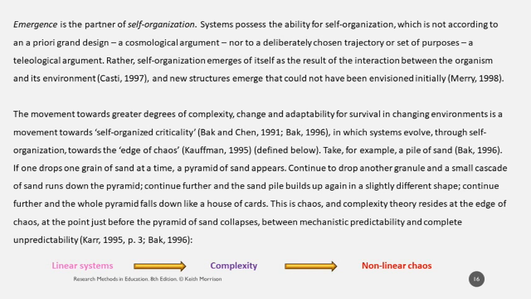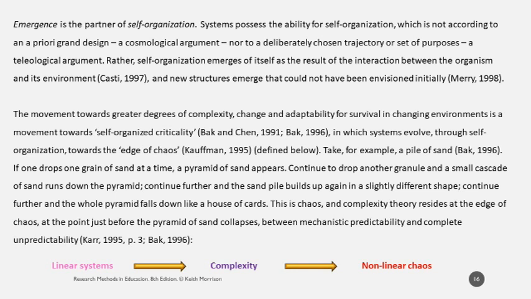Emergence is the partner of self-organization. Systems possess the ability for self-organization, which is not according to an a priori grand design, a cosmological argument, nor to a deliberately chosen trajectory or set of purposes, a teleological argument. Rather, self-organization emerges of itself as the result of the interaction between the organism and its environment, and new structures emerge that could not have been envisioned initially. The movement towards greater degrees of complexity, change and adaptability for survival in changing environments is a movement towards self-organized criticality, in which systems evolve, through self-organization, towards the edge of chaos.